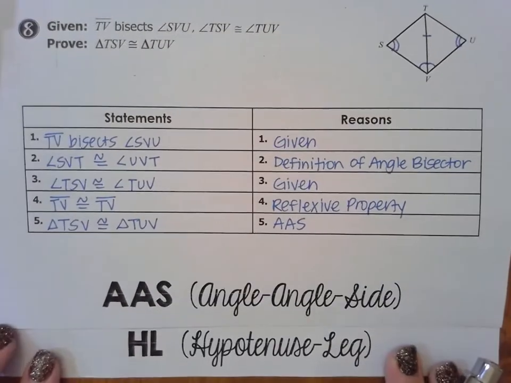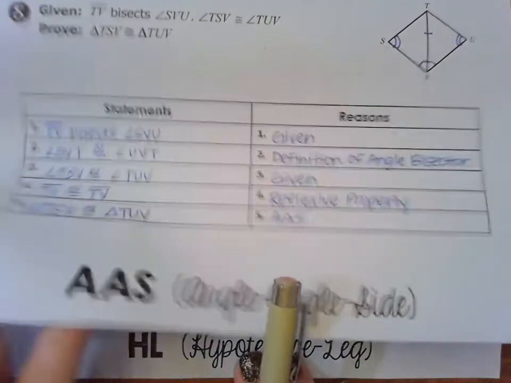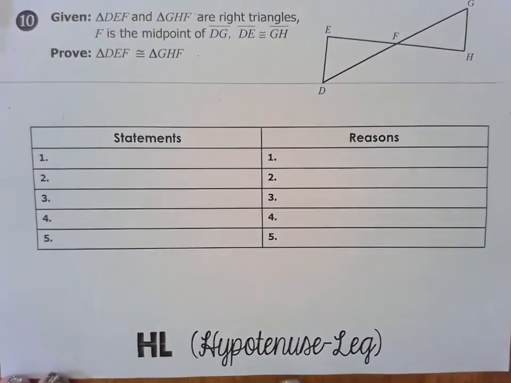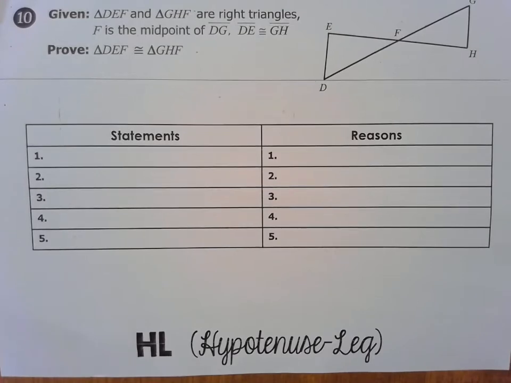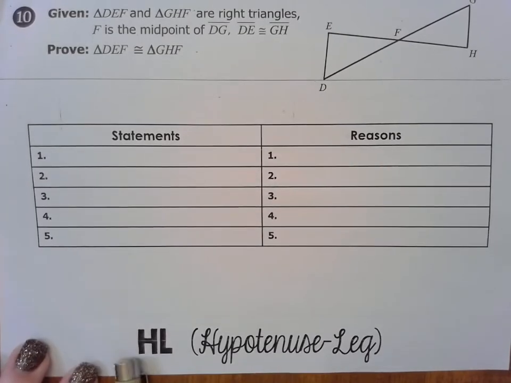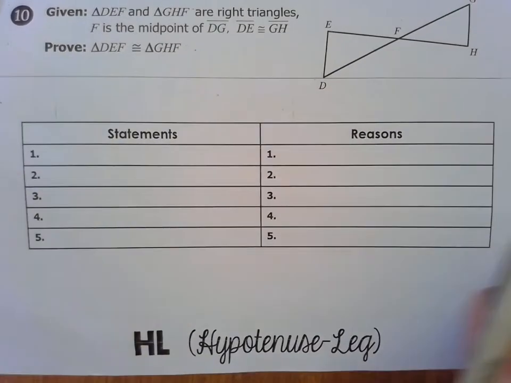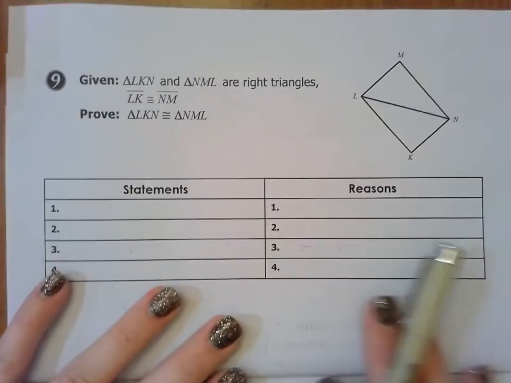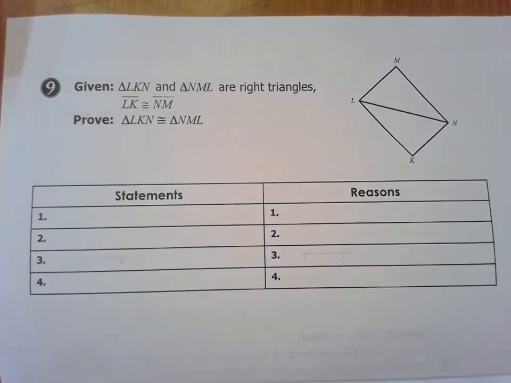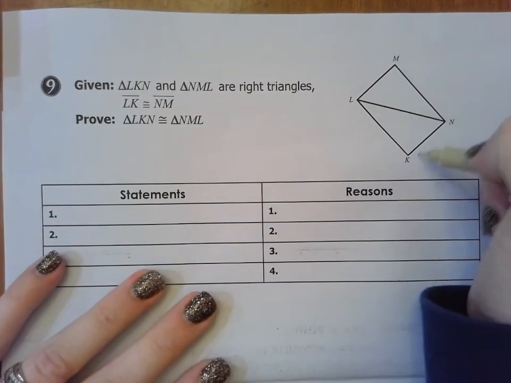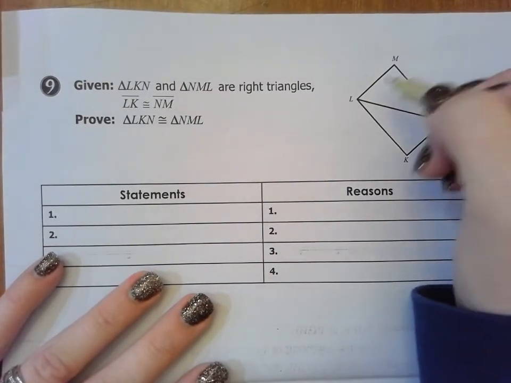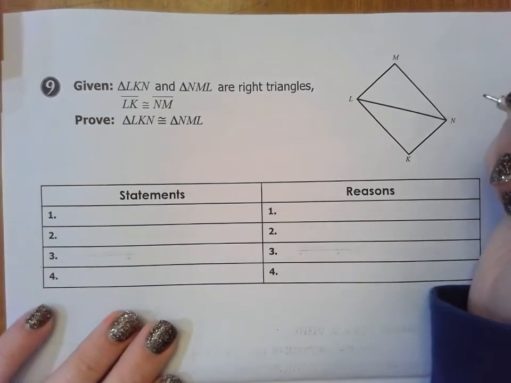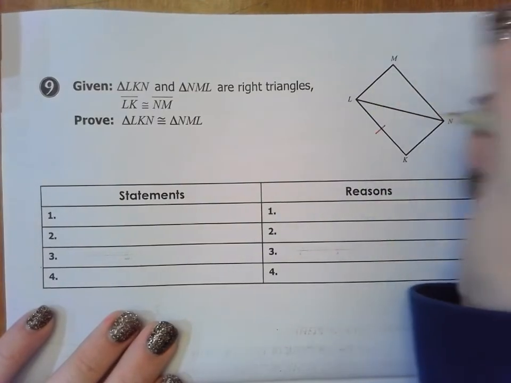We have just two more proofs left, and we're going to do those using the hypotenuse leg postulate. So remember, with hypotenuse leg, it has to be a right triangle. So let's look at number 9. It's given that triangle LKN and NML are right triangles. So we know they're right triangles, so perfect, we can use hypotenuse leg. Then we know that LK is congruent to NM.